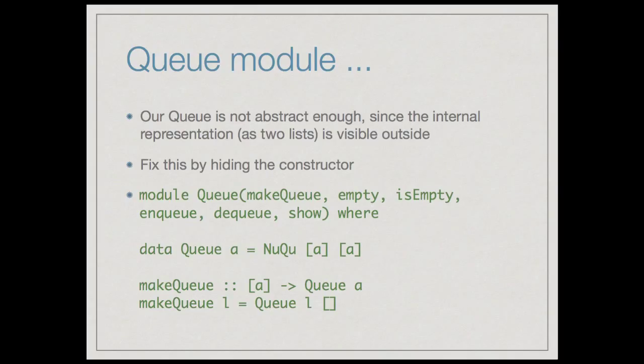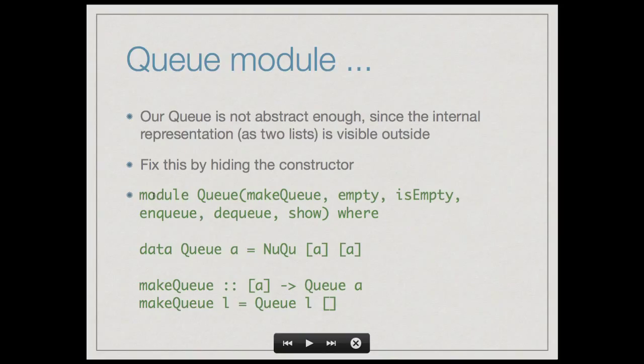Let us look over the Q module in more detail. Our Q is not abstract enough since the internal representation is visible outside. Recall that the Q is represented in terms of 2 lists, one half of the list and the reverse of the rest of the list. We can fix this by hiding the constructor. In this new declaration, the new Q function is not exported. Instead, we have a make Q function which takes any list of elements of type A and produces a Q A.